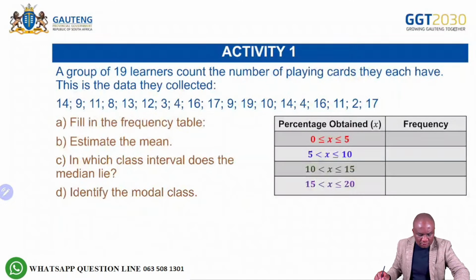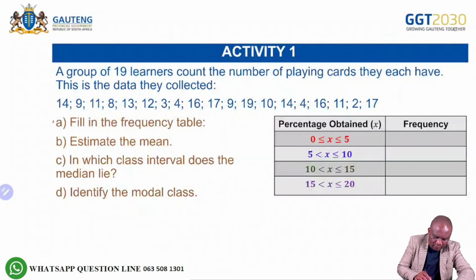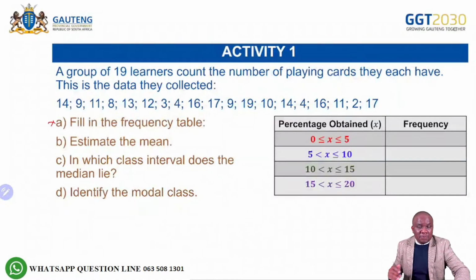Now, a group of 19 learners counted the number of playing cards that they each have. This is the data they collected. Now fill in the frequency table. I want you to fill in the frequency table in 2 minutes. Just do part A for 2 minutes, and then after 2 minutes, we're going to do the others.